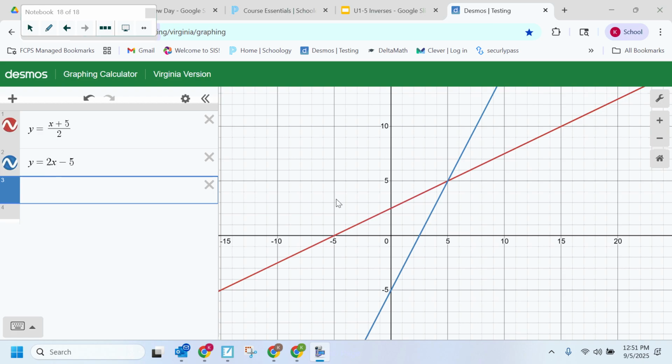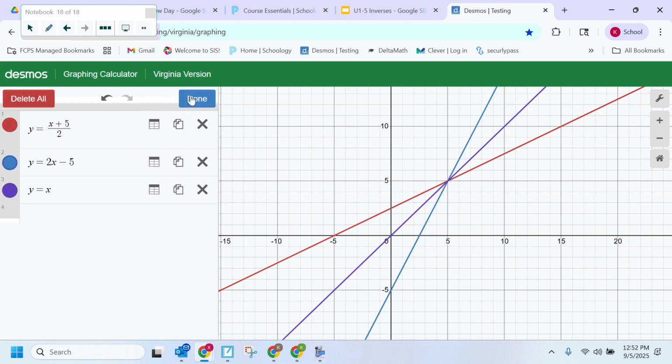What do you see, Lucas? It looks like it reflects over a line, kind of like the y equals x line. Boom. Lucas hit it on the money. Y equals x. Let's change the color so we notice it more. You have to click this.